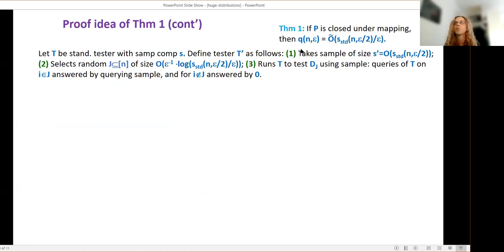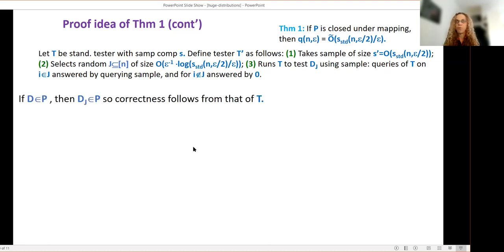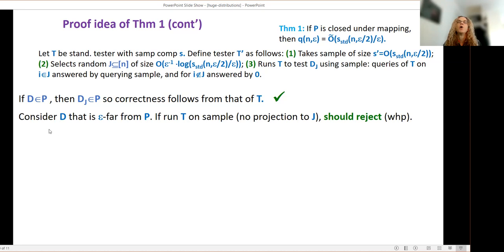Okay, so here what I did, I just wrote, this is the theorem. This is the algorithm that we just talked about before. So as we said before, the easy thing is that if D belongs to P, then we want T prime to accept it with high probability, or with probability one, if the original tester has one-sided error, because D sub J belongs to P, correctness follows from that of T. So this is the easy part. Now let's go to the other direction.